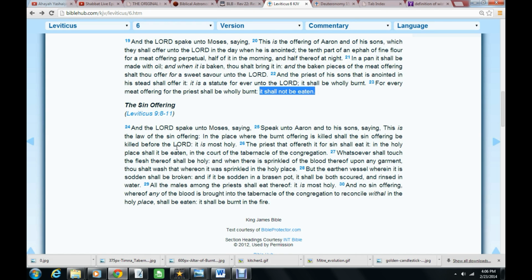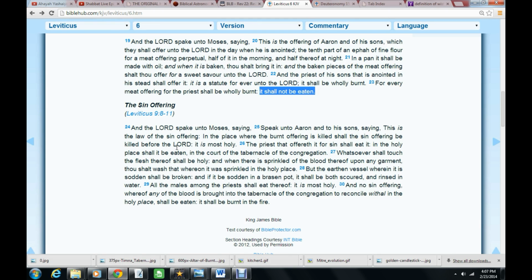It is most holy. The priest that offereth it for sin shall eat it. In the holy place shall it be eaten. And the court of the tabernacle of the congregation. So the court will be the holy place to eat it. Whatsoever shall touch the flesh thereof shall be holy. And when there is sprinkled of the blood thereof upon any garment, thou shalt wash that whereon it was sprinkled in the holy place. But the earthen vessel wherein it is sodden shall be broken.